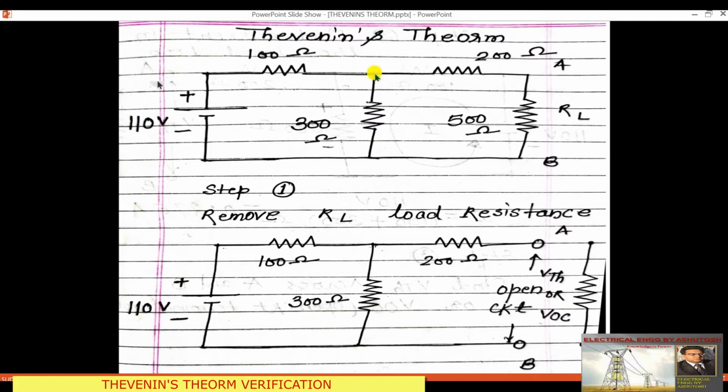So first we have a 110 volt voltage source, 100 ohm resistance, 200, 300, and 500 ohm load resistance. First step: temporarily remove the load resistance from this given circuit. In the second circuit drawn here, you can see RL, the 500 ohm, is removed.